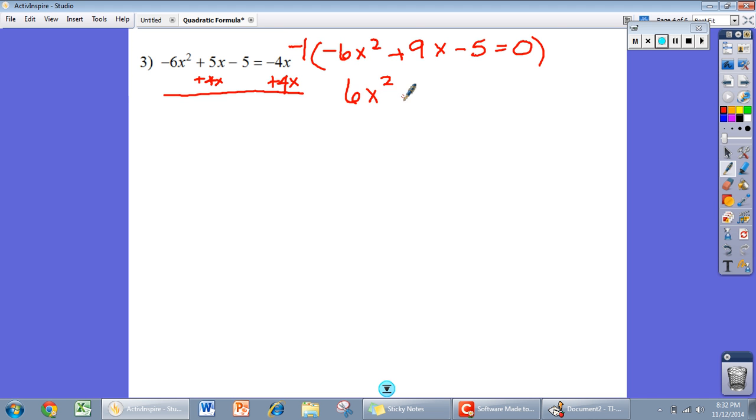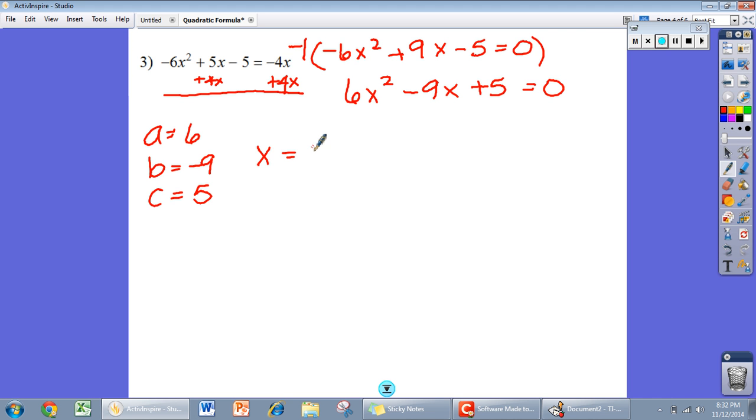positive 6x squared minus 9x, because we're multiplying by a negative 1. And a negative 1 times the negative 5 is a positive 5 equals, and a negative 1 times 0 is still 0. Alright, so now we're going to identify our A equals 6, our B equals a negative 9, and my C is a positive 5.